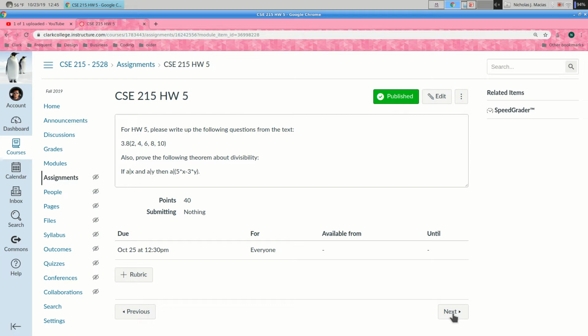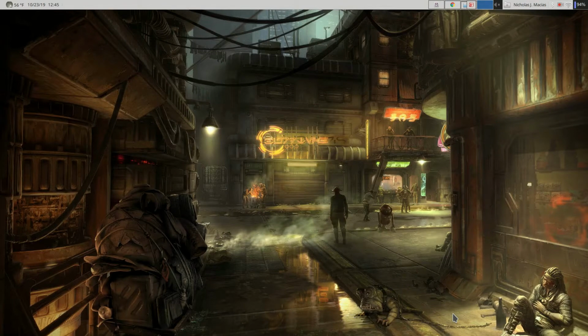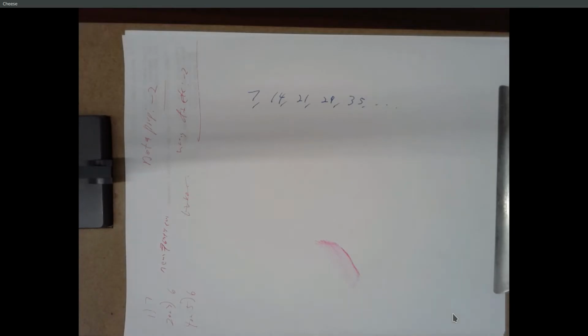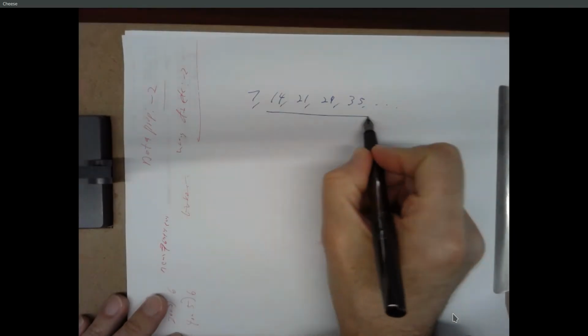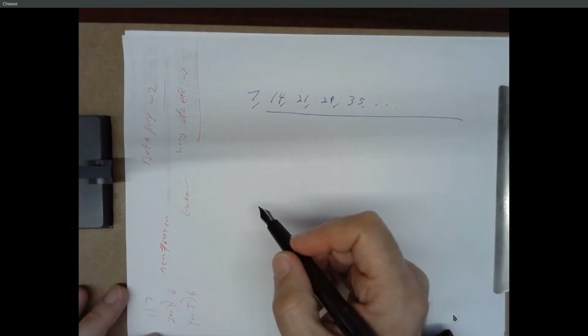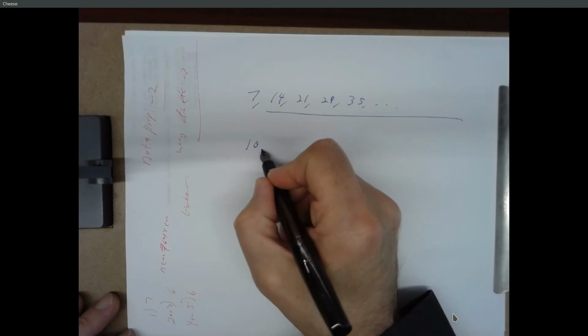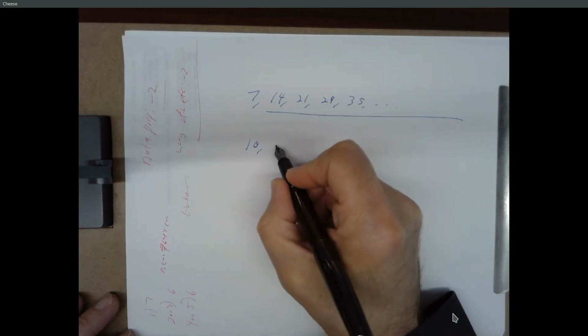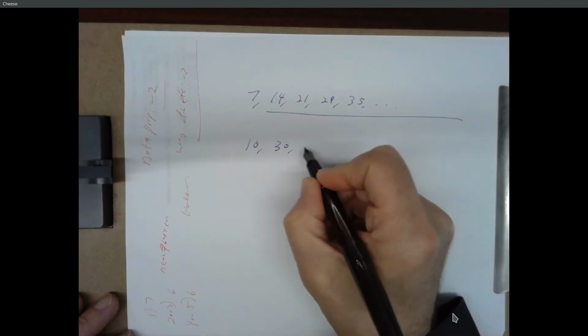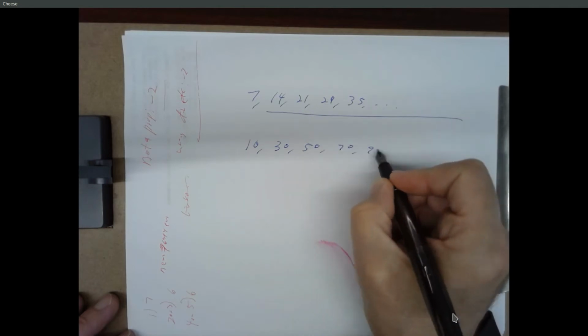So, for example, here's an unreasonable arithmetic progression. Start at 7 and count up by 7s. None of these are ever going to be prime because they're each a multiple of 7. Or start at 10 and count by 20s.